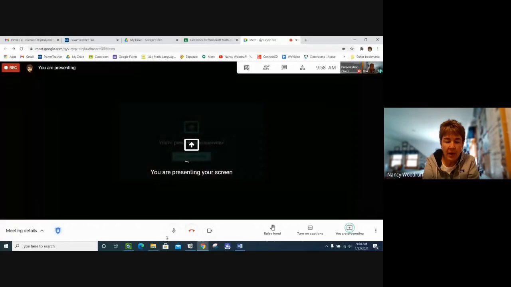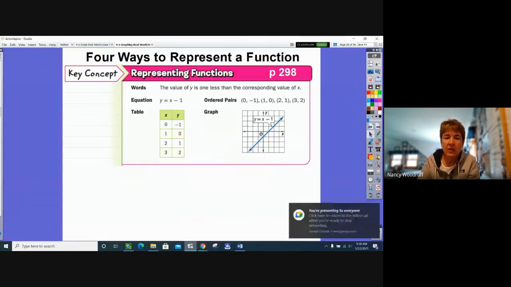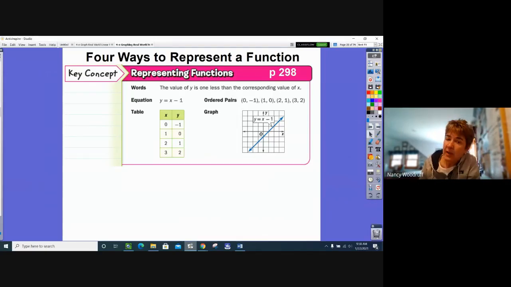Okay, so we'll go out to what would look like the Promethean board, and hopefully you're seeing the 4 ways to represent a function. So you already watched the Ed Puzzle, or should have. So now if we're looking at this, really there are more. We could have put the mapping diagram in here, but like I said, as we go forward, we don't use that much.